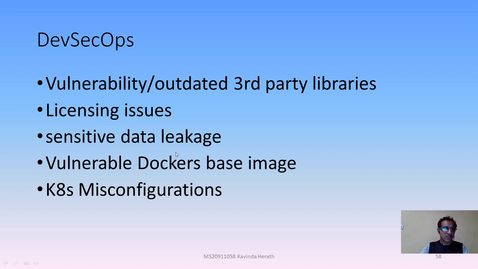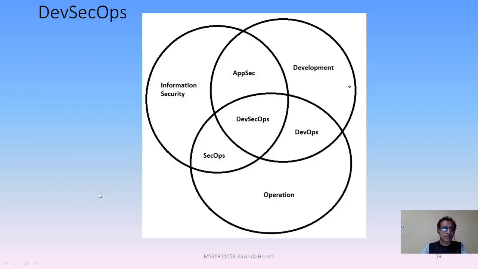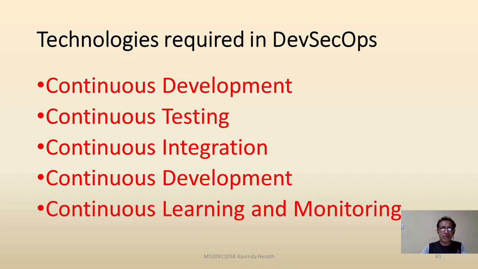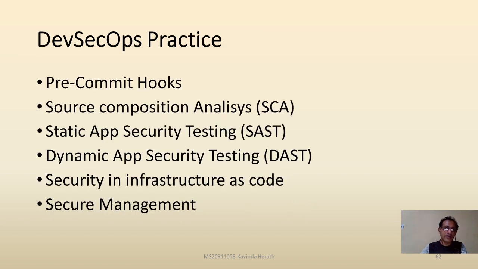Remember that in the earlier stages we also discussed the DevSecOps characteristics: vulnerabilities, outdated third-party libraries, licensing issues, sensitive data leakage, vulnerabilities in base images, and Kubernetes misconfigurations. Those are some of the issues that can be possible. Here I already mentioned DevSecOps systems, how they work, and their importance and practices.